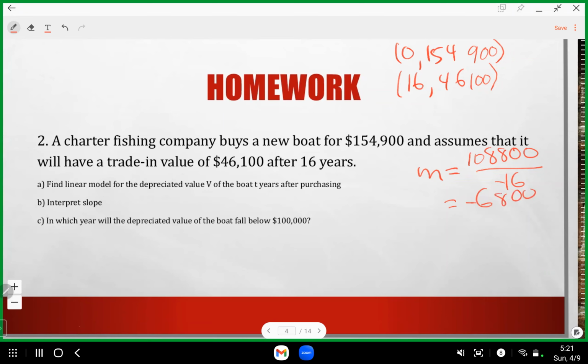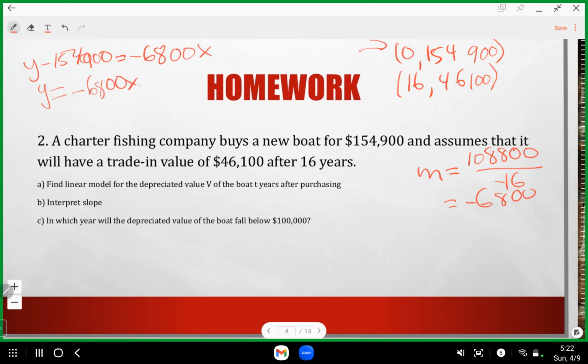And putting it into point slope form, we can just pick a point. Let's pick this one. You're just going to get y minus 154,000 is equal to negative 6,800 times x minus 0, which is just x. And then to find your equation, you just add. Right, so that is your equation.